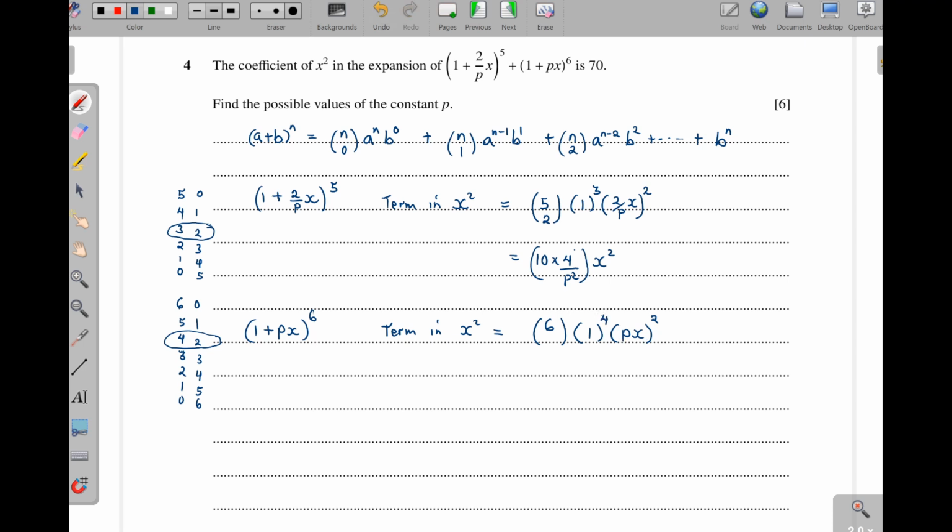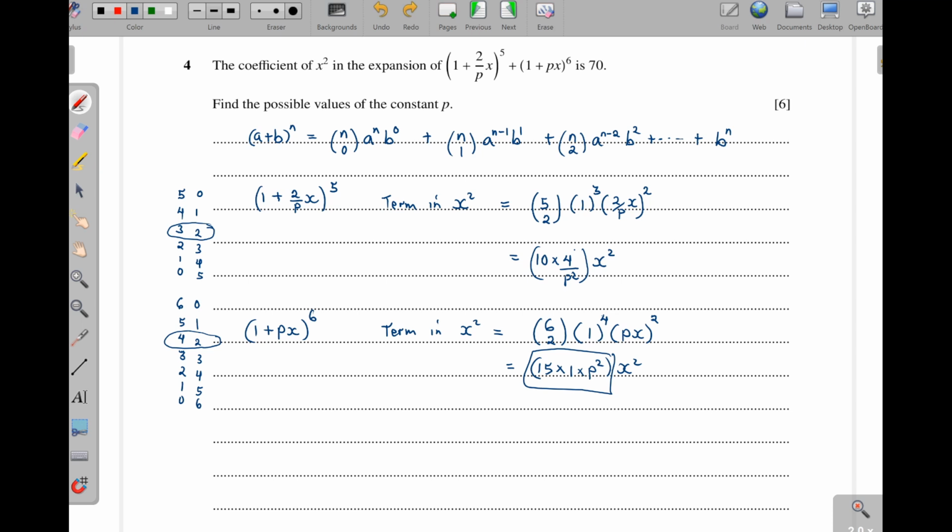Then that means this one will be a 4, and the power here is the one that goes in here in the combination. So we shall have 2. Then 6 combination 2 is 6 times 5, that is 30. Then divide by 2, that will be 15. Then 15 times 1 power 4, that will be a 1, and then p squared. Okay, then x squared. So this is the coefficient of x squared here. This is the coefficient of x squared here.